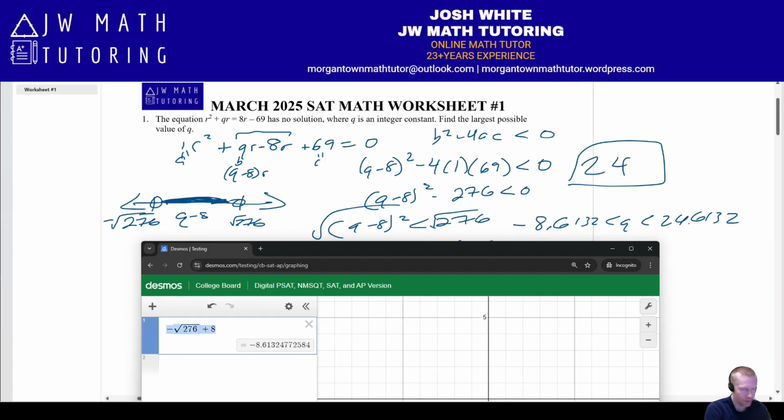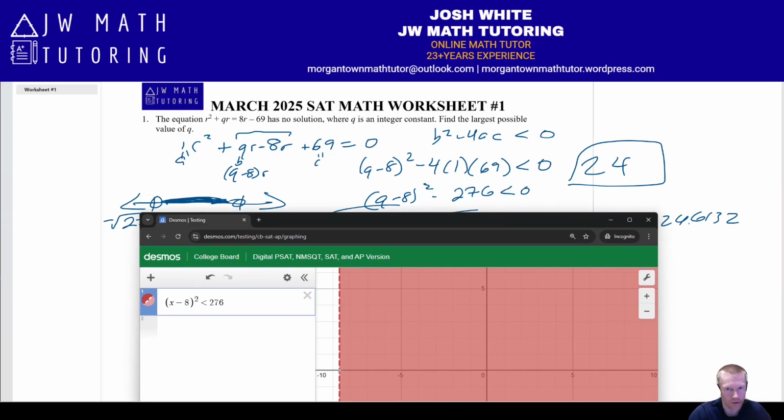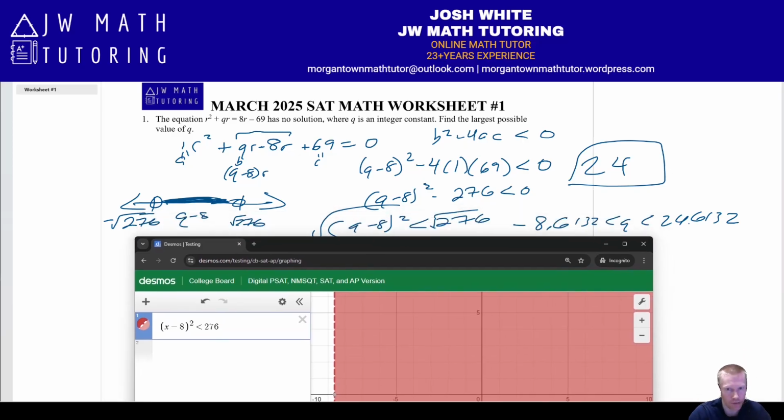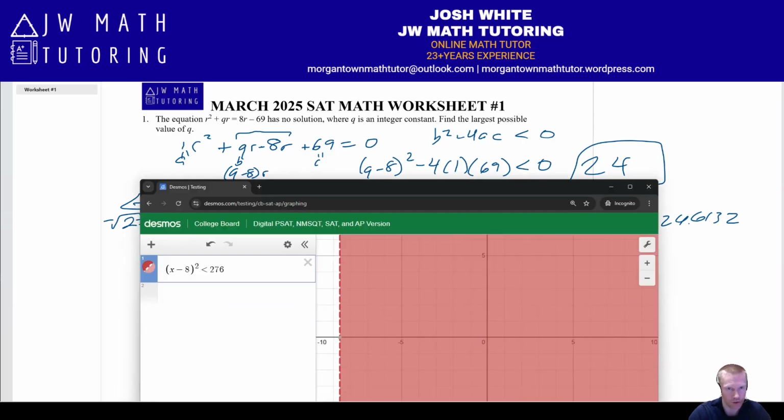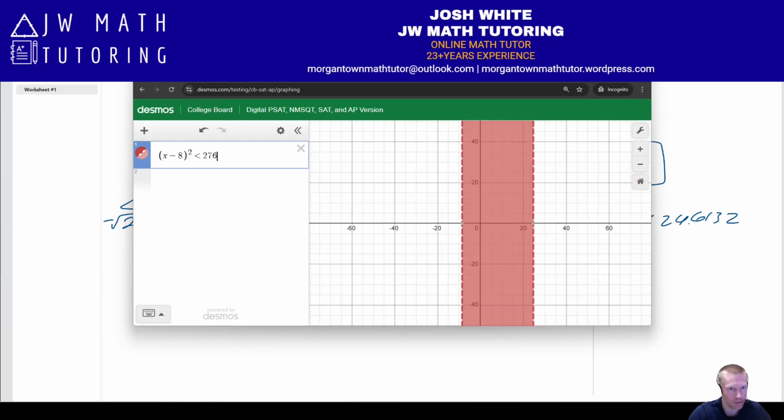You should be able to as well. Let's see if it'll graph this out. Now, I have to use x instead of q. So see here, after you move the negative 276 over to the right, you have q minus 8 squared less than 276. You can go to Desmos and just type this whole thing in, solving this quadratic inequality, and you can see right here all the solutions are between negative 8.61 and 24.61.